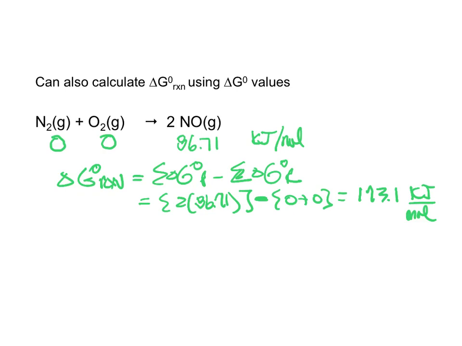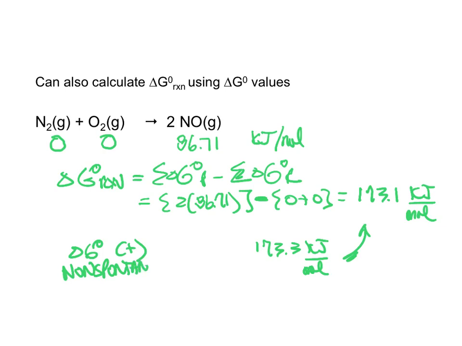Now, if you look back at the slide previously, we got the number 173.3 kilojoules per mole. They are close enough. Depending upon how you calculate, your last digit may be different. But what it does do is delta G0 is positive. This reaction is non-spontaneous in the forward direction. That's really the take-home message.